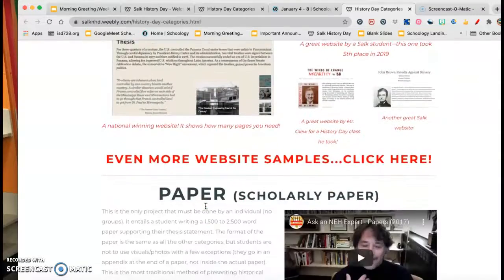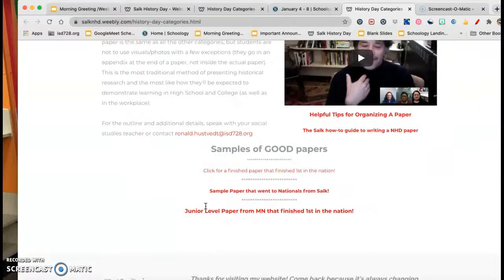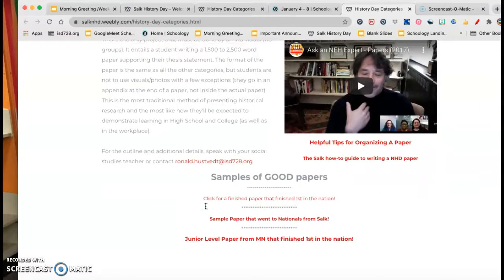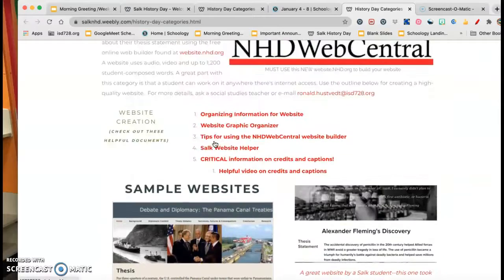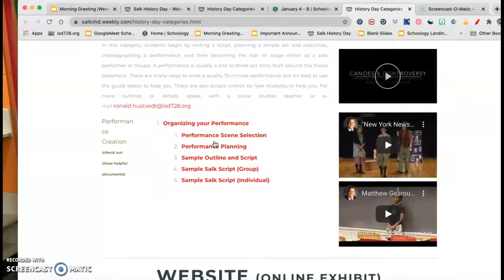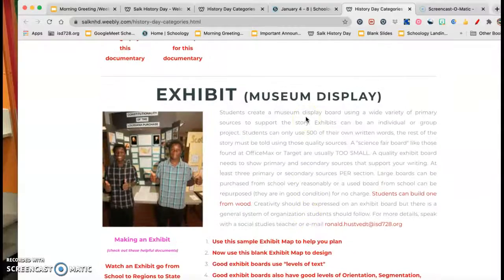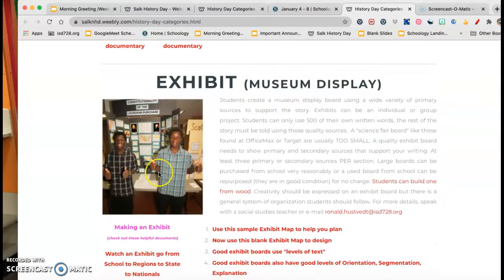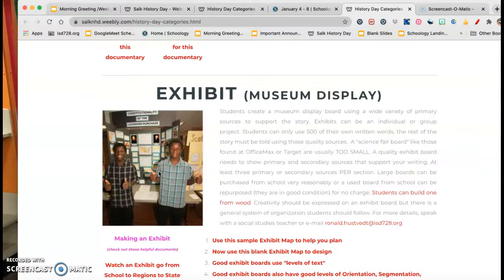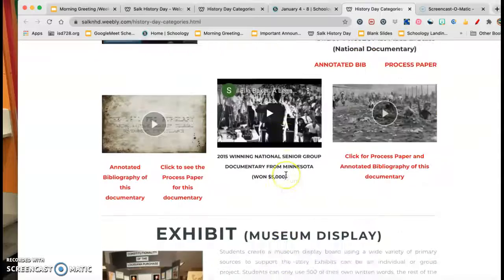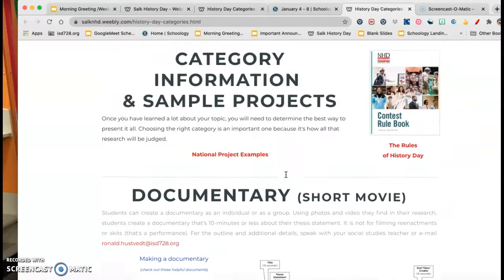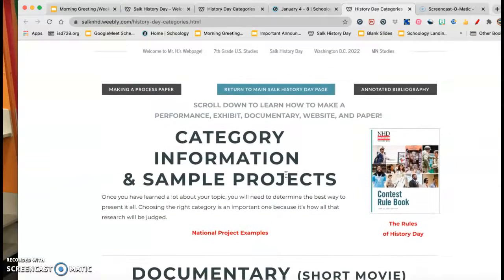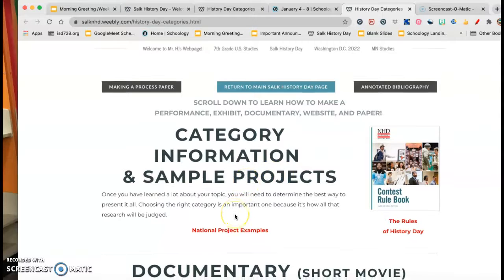Today, what I want you to do is to just go through and read a little bit about each one of the categories. Take some time to maybe view a particular website or read through parts of a paper or watch a performance or a documentary or view one of the exhibit boards that are pictured in this section here. But go ahead and find out some of the details about those different types of projects and think to yourself what would work best for you in terms of your own interests and talents.